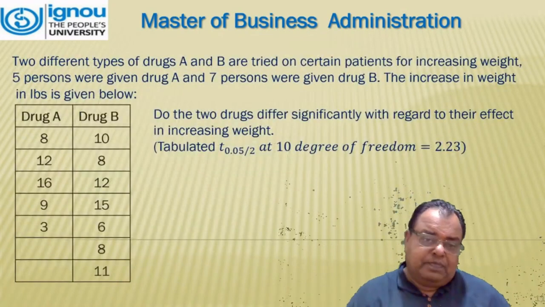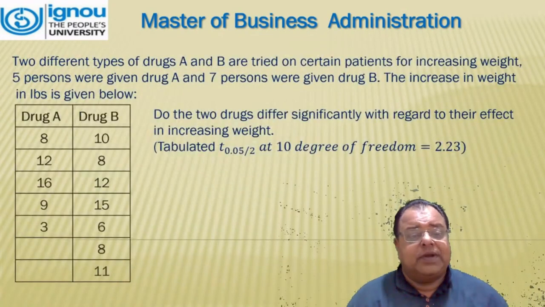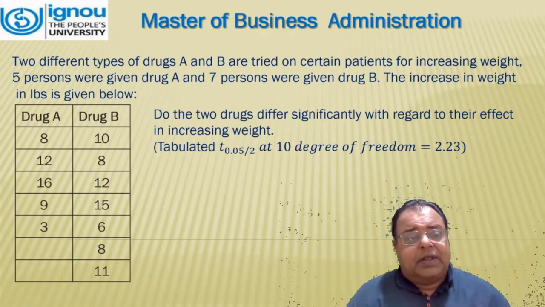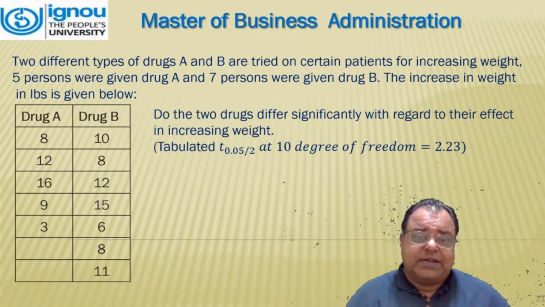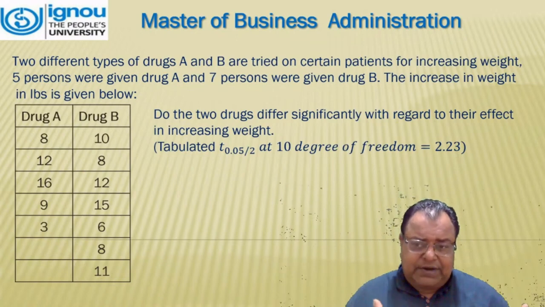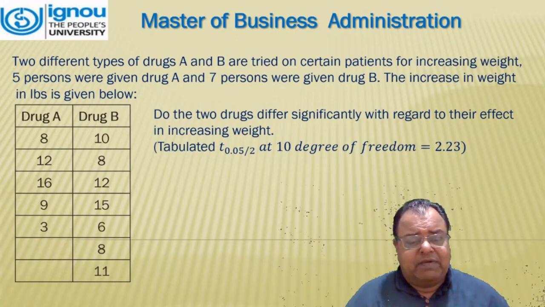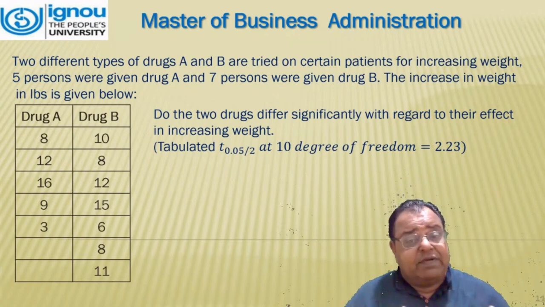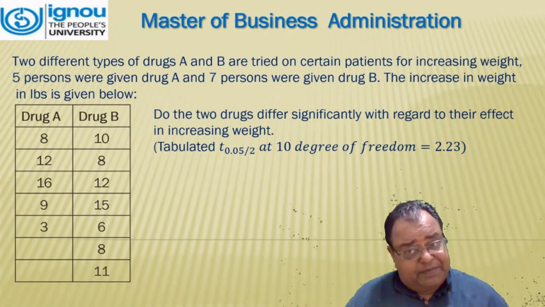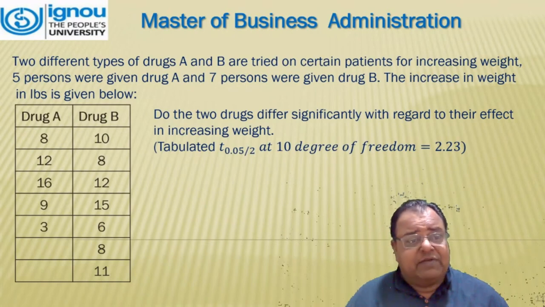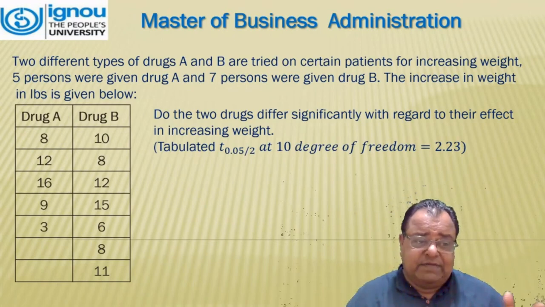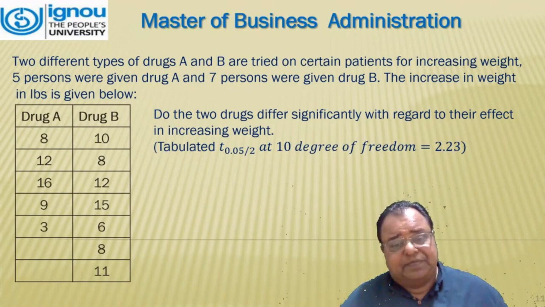Now, this is another topic. Two different types of drugs, A and B, are tried on certain patients for increasing weight. 5 persons were given drug A and 7 persons were given drug B. The increase in weight in lbs is given to us. This table is given to us.